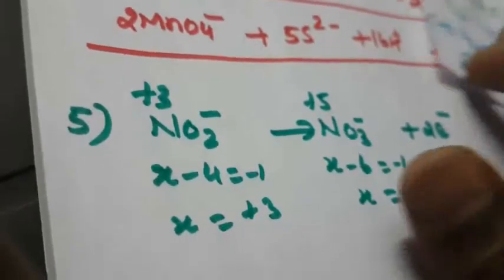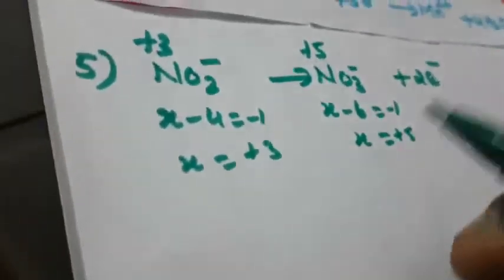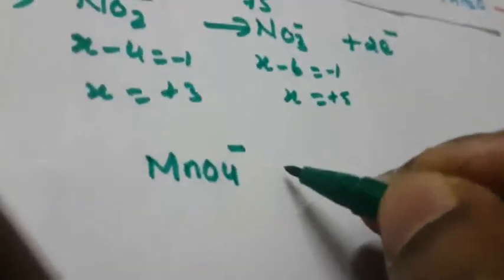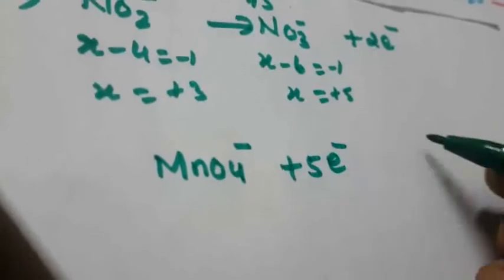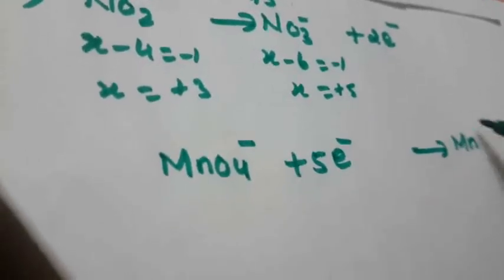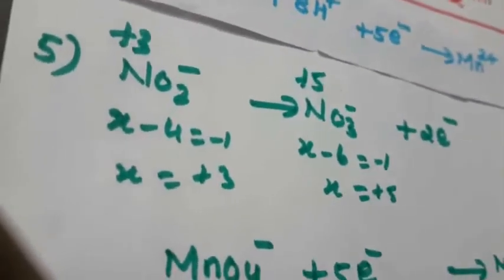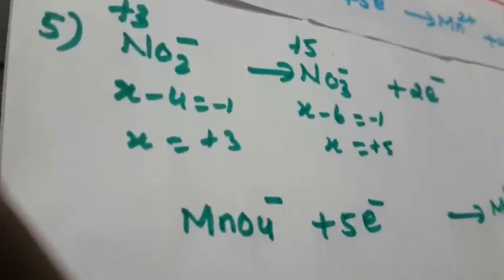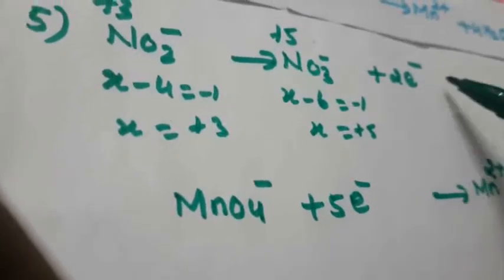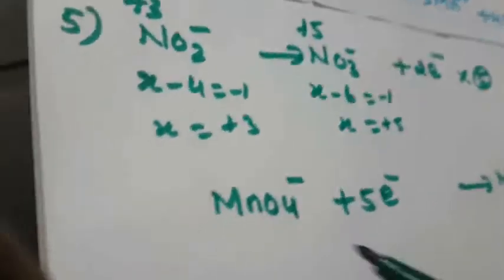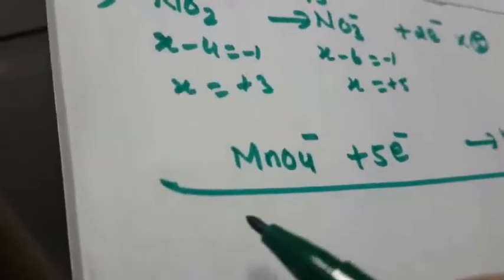What is the general equation? So this is the general equation. Here I am writing the general equation without specifying the medium: MnO4 minus plus 5 electrons gives Mn2 plus. How to balance the charge? Here you can write 5 multiplied by 5 and 2 multiplied by 2. What is that equation?